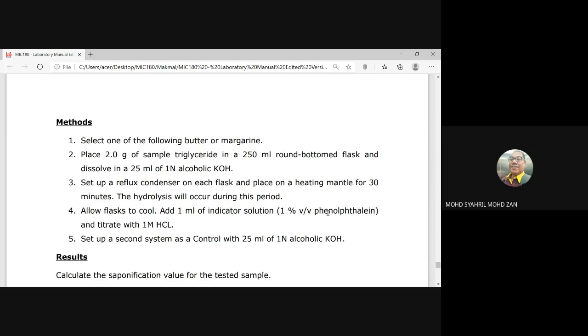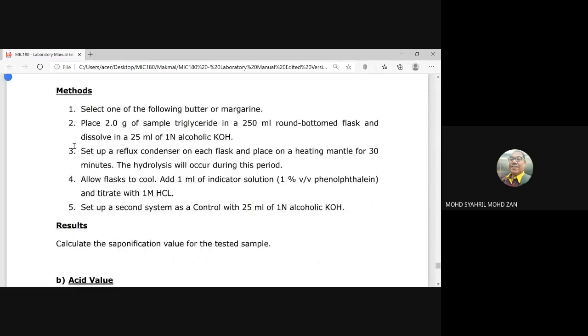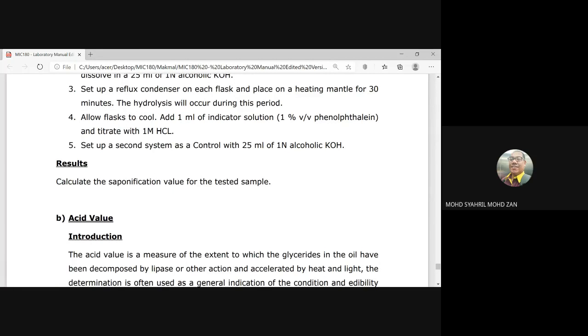Please check the video after this. And then you have to titrate with 1 molar hydrochloric acid. Okay, so number 5, we have to set up without any samples, or what we call the control, because we need the value of A. We need this value A, so we have to do the blank, right? So set up again with 25 ml of 1N alcoholic potassium hydroxide. Okay, so the result: calculate the saponification value for the tested sample.